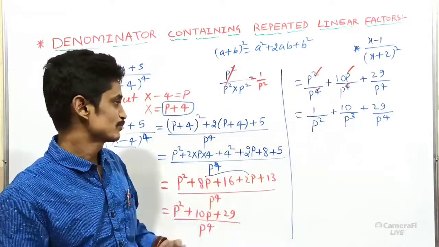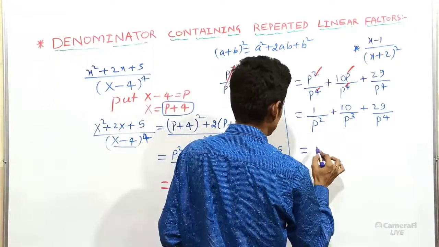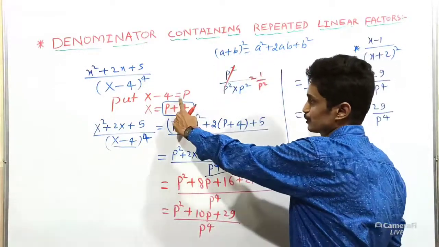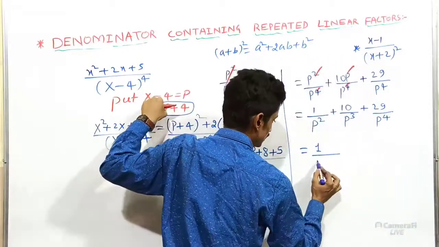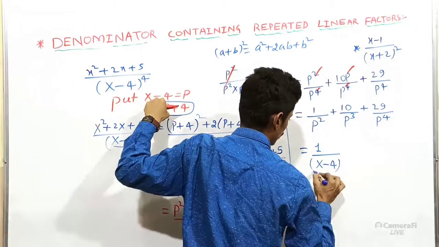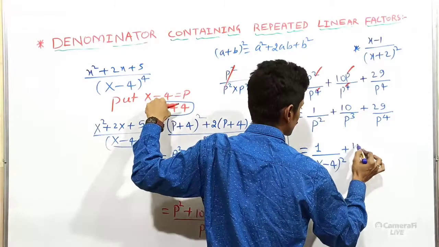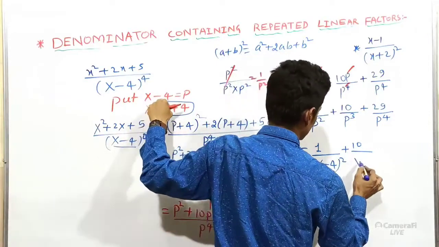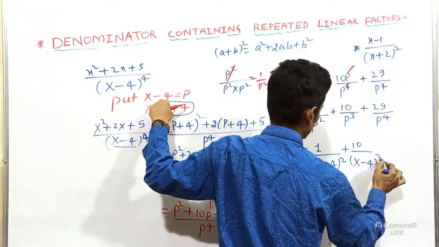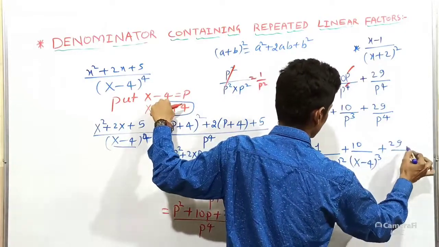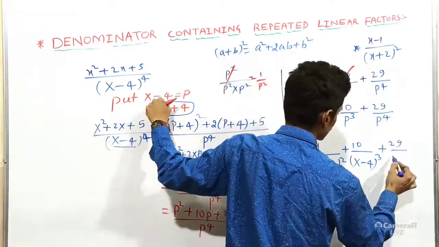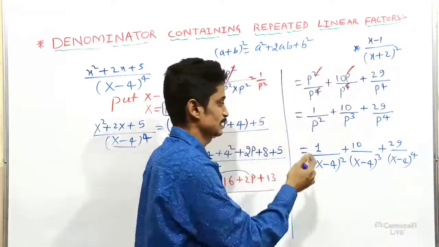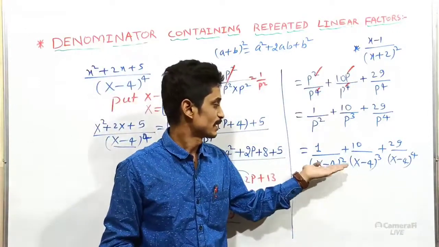After that, you replace the respective p value. That is 1 divided by, what is my p value? Actually my p value here is x minus 4. I will write x minus 4 whole square plus 10 divided by, p value is the same, x minus 4 whole cube plus 29 upon, once again p value is x minus 4. What is the power here? That is 4. Like this we can separate our partial fractions.